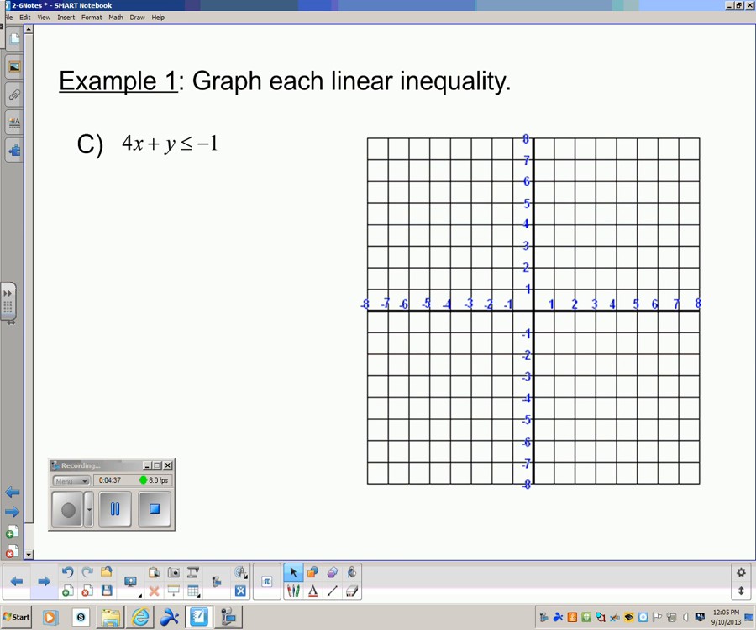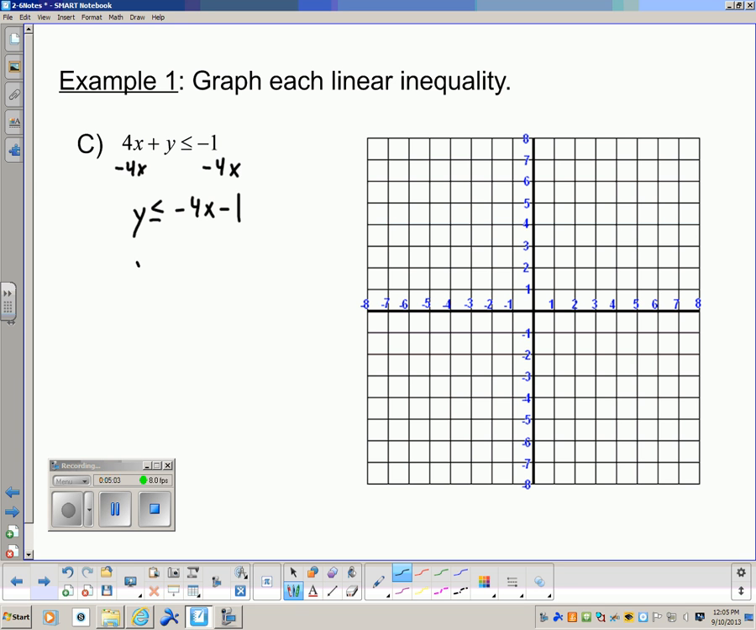And then letter C there, it says 4x plus y is less than or equal to negative 1. Now I'm going to go ahead and rewrite this. I'm going to leave the y on this side, and I'm going to move the 4x to the other side. To do that, I got to do the opposite, which is subtract 4x. So I get y is less than or equal to negative 4x minus 1.